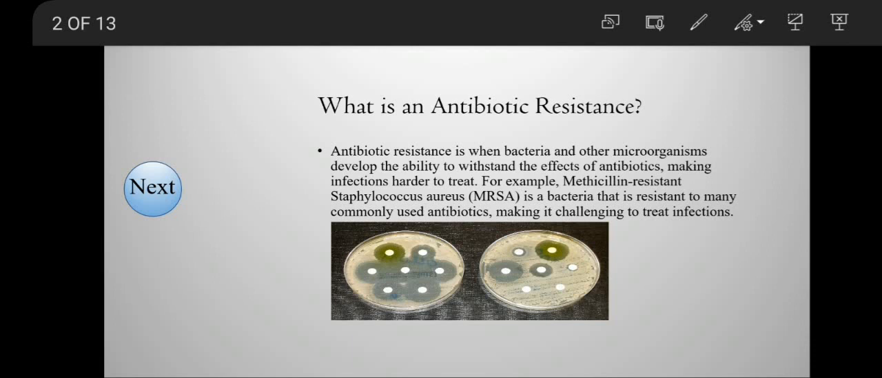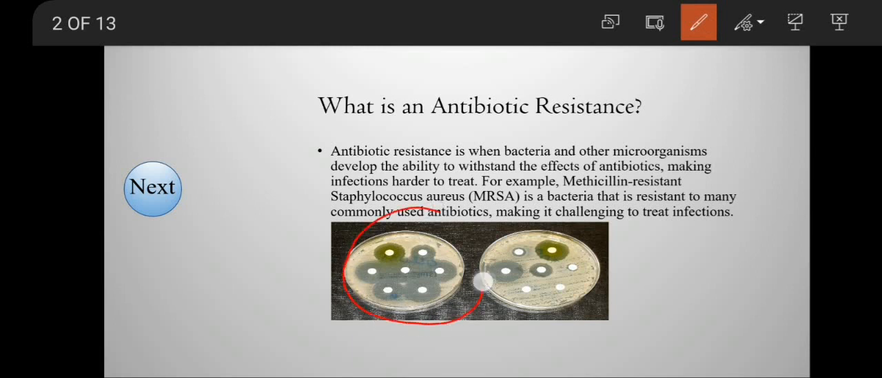We have the example of methicillin resistant Staphylococcus aureus, which is also known as MRSA. It is a bacteria that got resistance against the most commonly used antibiotics in our society, most commonly prescribed by doctors, making it harder for an infection to be treated.